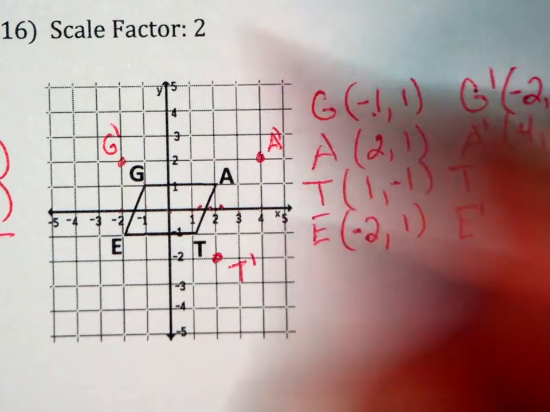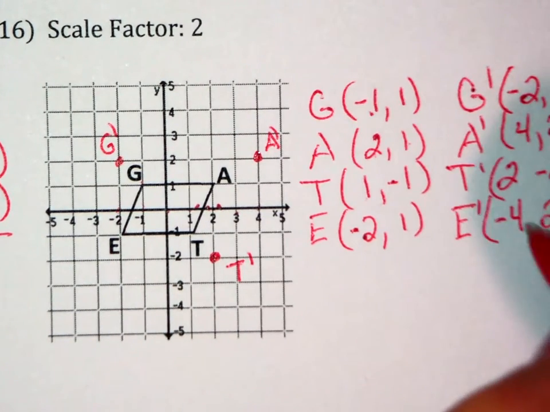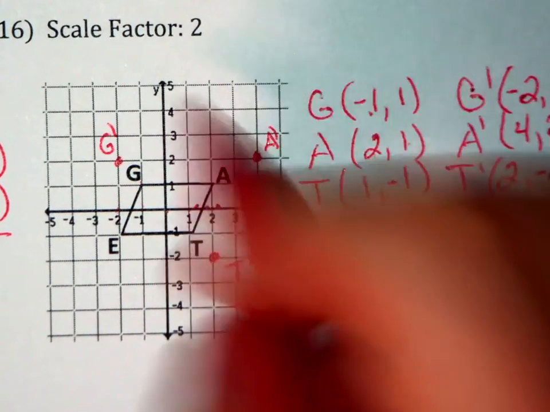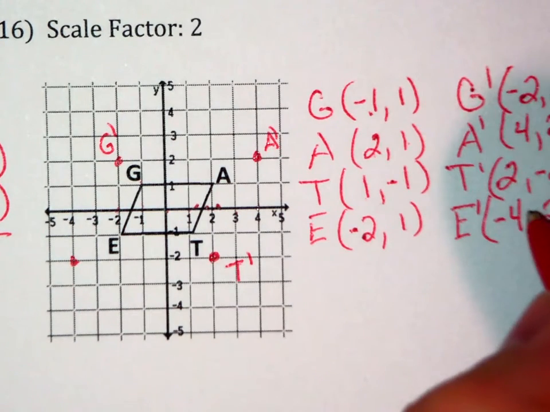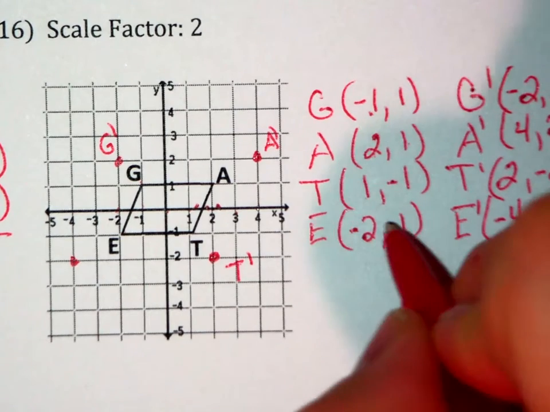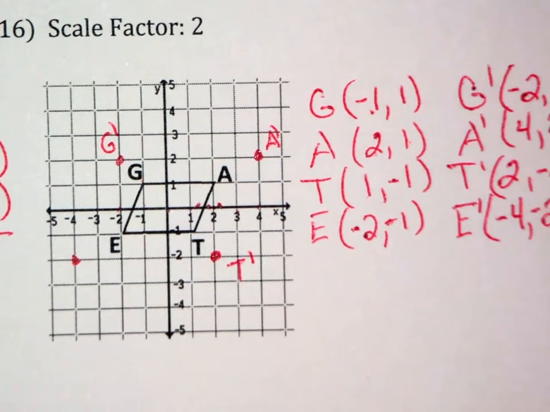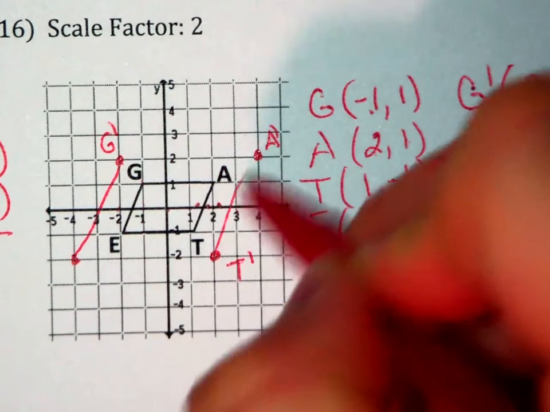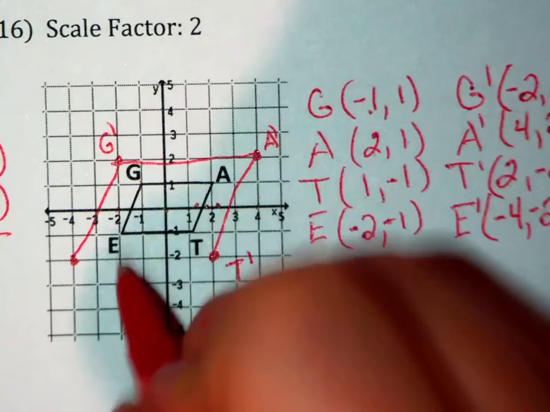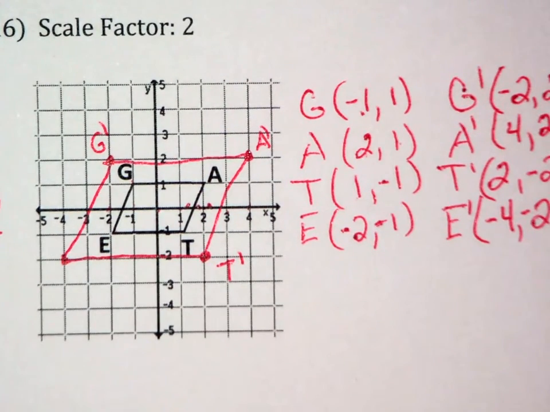E, negative 2 times 2 is negative 4. 1 times 2 is 2. So negative 4 and 2. Helps if you keep your negative signs. Connect the dots and we end up with a dilation with a scale factor of 2.